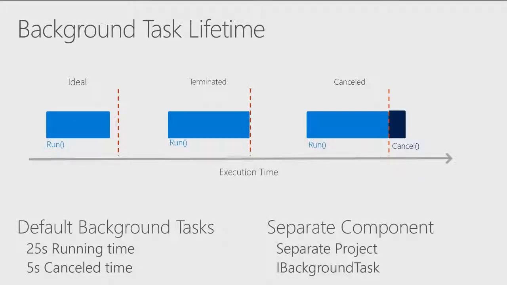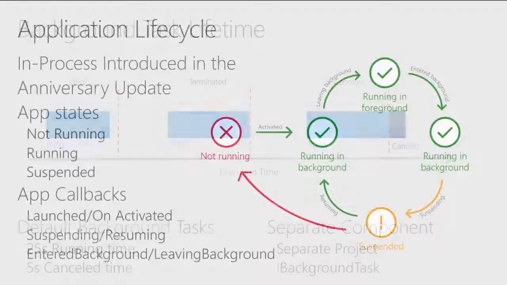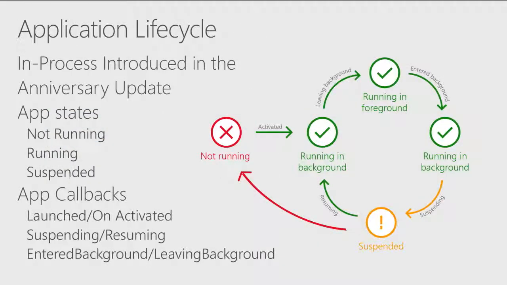Now, when you're implementing a background task as a separate process, you're going to actually implement it as a separate Windows Runtime component. That separate runtime component is going to actually be a separate project within your solution, and you're going to implement the IBackgroundTask interface. Now, the other option that you have to run work in the background is actually to run it directly within your application. Now, starting in the Anniversary Update, you can run background activity in process.